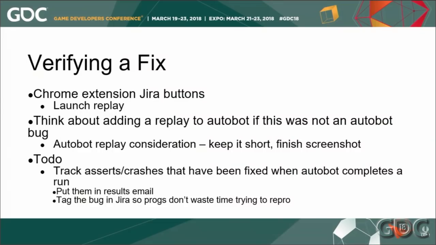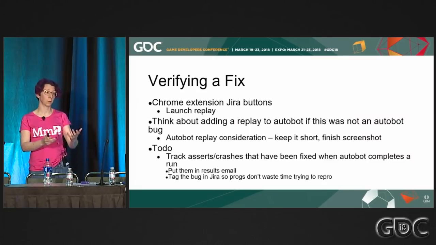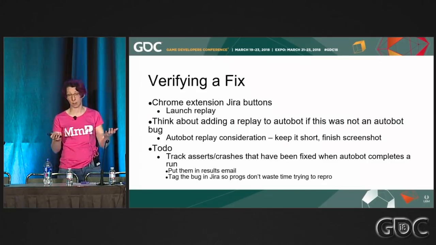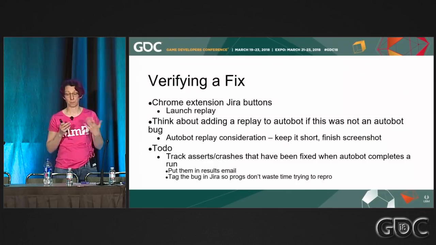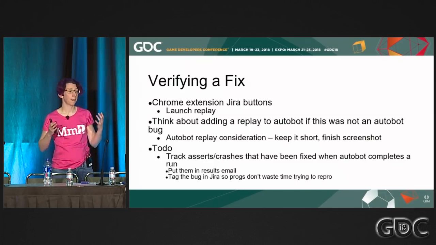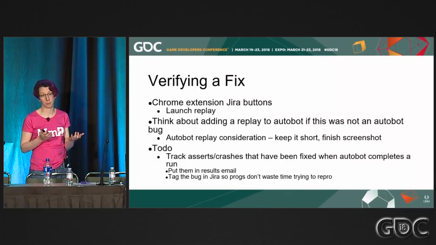Right, so you fixed the bug, you've checked it in, now QA need to verify your fix. You can use the Chrome extension Jira button to launch the replay, so QA can launch the replay and check that it doesn't reproduce. They can add a replay to Autobot, so if it hadn't been picked up by any of the Autobot test suites, then they can think about adding a replay, and they would want to add a new replay.